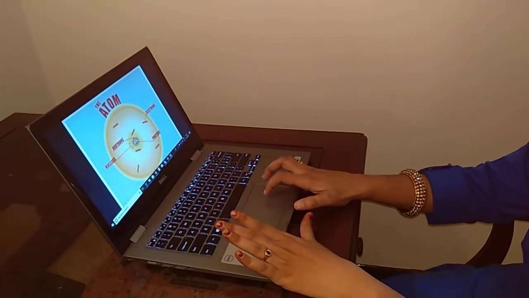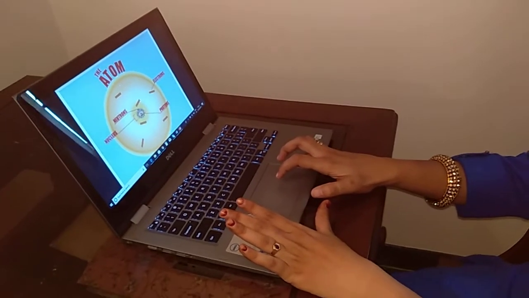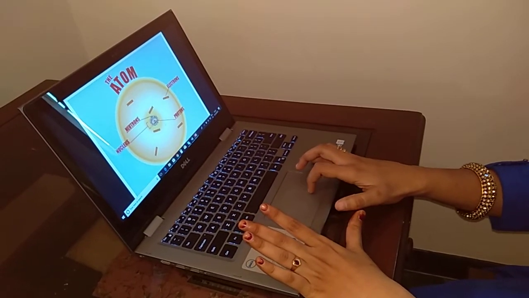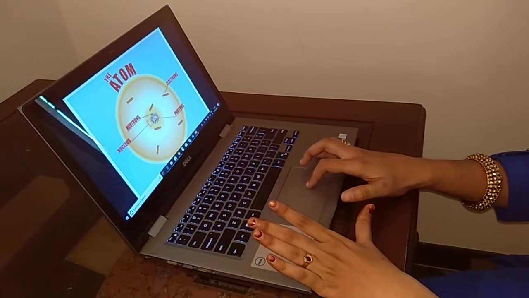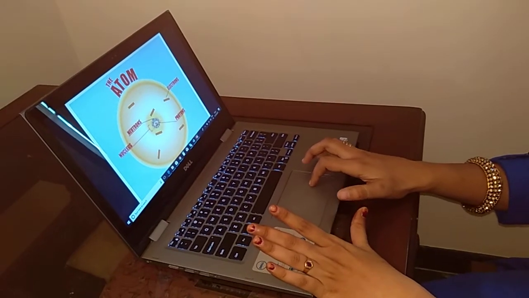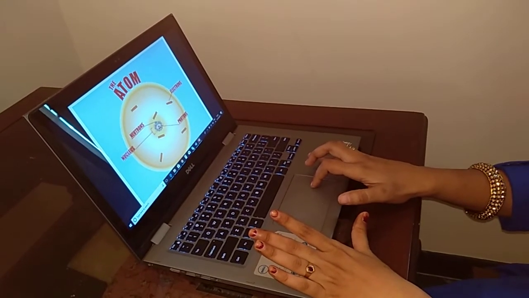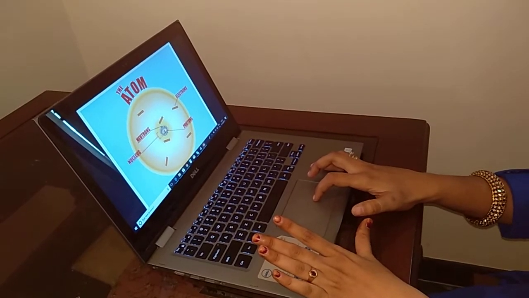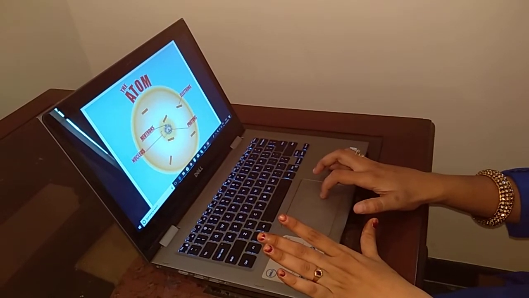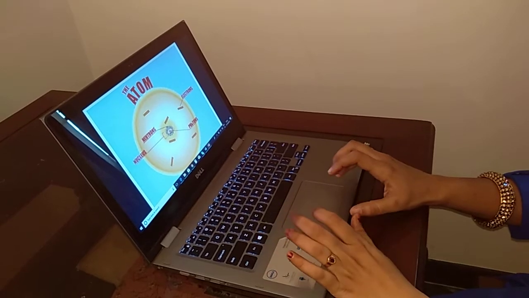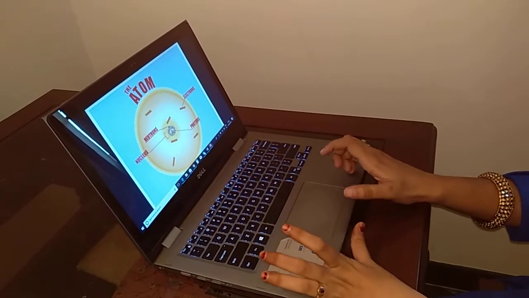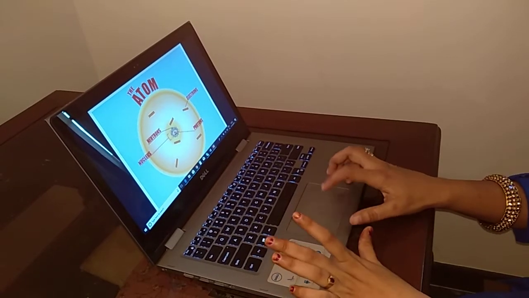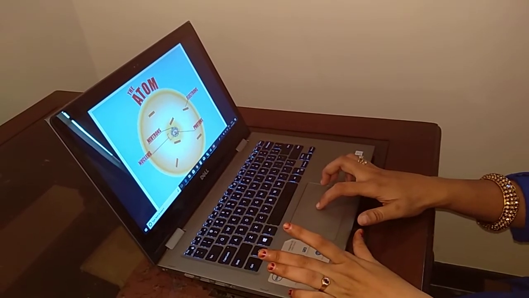Now the atom, as I already told you, is divisible into subatomic particles: electrons, protons and neutrons. So an atom has an electron which is negatively charged, a proton which is positively charged and a neutron which has no charge. The number of electrons and protons are the same in an atom, but their charges are different. Due to this, an atom is always electrically neutral.